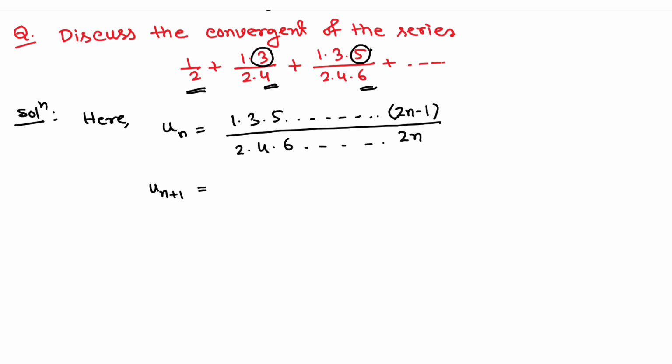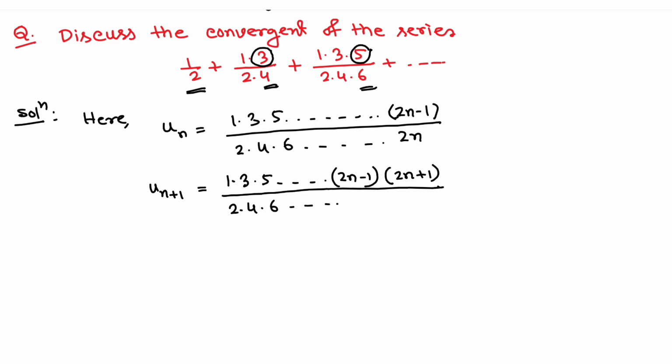So just the next number, that means 1 into 3 into 5 dot dot dot 2n minus 1 into, since the difference between every term is 2, 2n plus 1, divided by 2 into 4 into 6 dot dot dot 2n into plus 2, that means 2n plus 2.